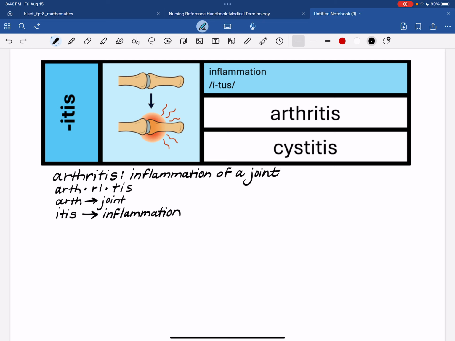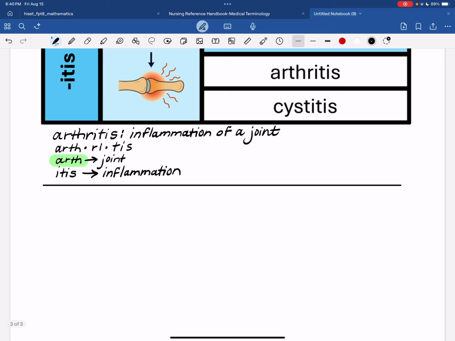And that's what this picture is showing. The top one shows a healthy joint. This may be someone's knee from a lateral view. And the bottom one shows arthritis, inflammation of that joint. Here's another one of those roots that we will eventually define. Arth is joint. And then we have a little more, I don't think it's more complicated, but it's probably more unknown.